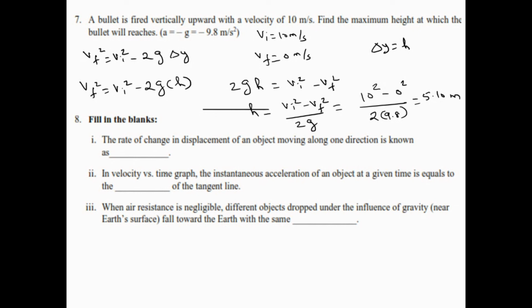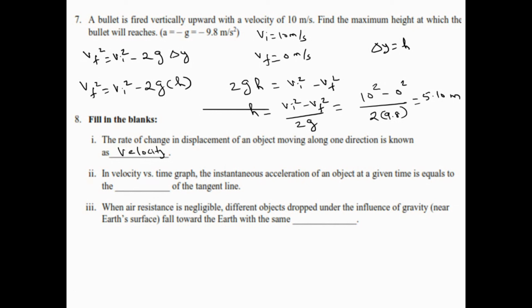That's it. Now we have to answer the fill in the blanks. We have 3 questions, and we have to give the answers one by one. The rate of change in displacement of an object moving along one direction is known as... because rate of change is related with the velocity, and they give the displacement, you should not write speed, okay? We know V is equal to displacement over time. So the rate of change in displacement gives you velocity. What's the answer?